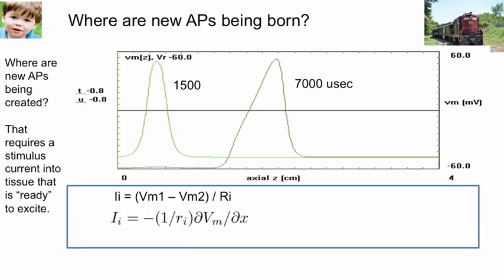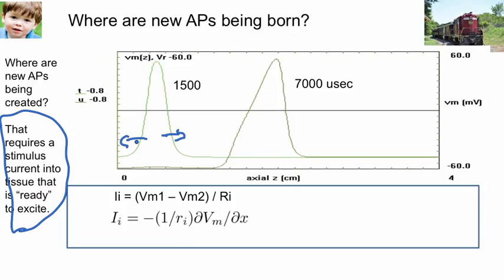So now let's ask, where are new action potentials being born? Well, for a new action potential to be born, so to speak, we have to have a stimulus current into tissue that is ready to excite. Where does that occur on this graph? It occurs here at 1500 to the right and at 1500 to the left, because there is a strong axial current which acts as a stimulus current to the right and to the left.